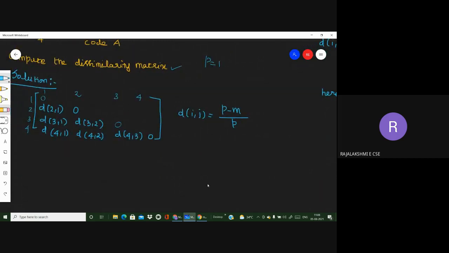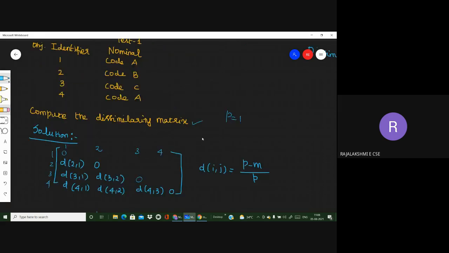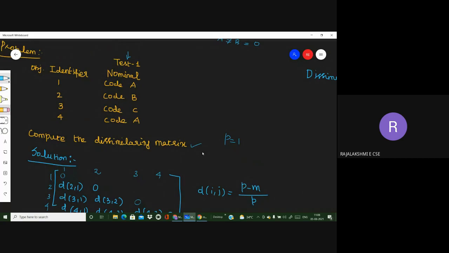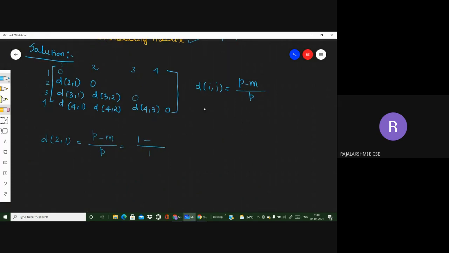Now I'm going to calculate this d of 2 comma 1. That is, object 2 is compared with object 1. So what is the formula? p minus m divided by p. What is p? p is the total number of variables. The total number of variables is 1, so 1 minus m, divided by 1. m is the total number of matches between 2 and 1. Look at 2 and 1: this is A, this is B. Is there any match between A and B? They are different, correct? Therefore it is 0. Okay?